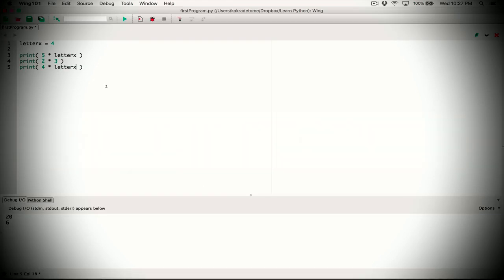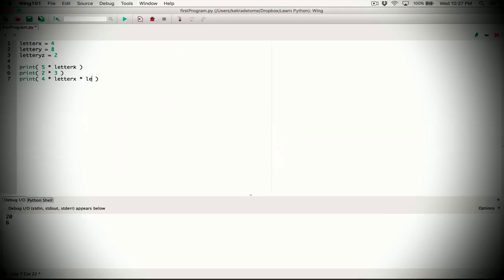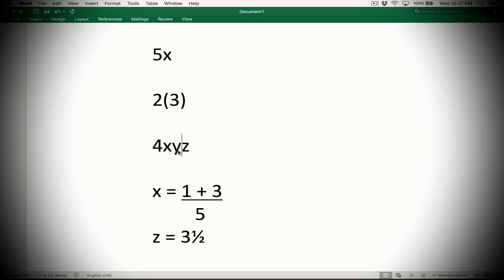We don't have letter y and letter z declared, so let's go ahead and do that. Letter y, let's store any random value in there, 8. Letter z, let's store the value 2 in there. So this is 4 times x times y times z: 4 times letter x times letter y times letter z. That's how we would convert something like this into a programming statement.